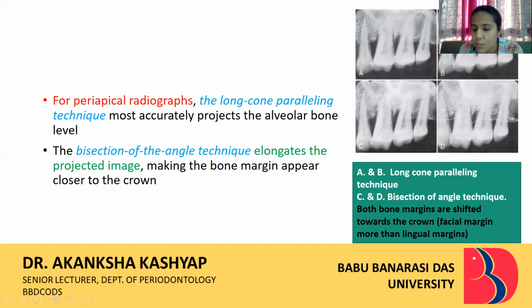When both the techniques are compared, it can be appreciated that both the bone margins appear to be closer. This is by the long cone paralleling technique, and this is by bisection of angle. Here you can see the bone margin appears shifted more towards the crown surface. So this basically underestimates the amount of bone loss.